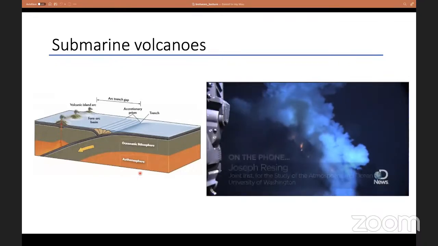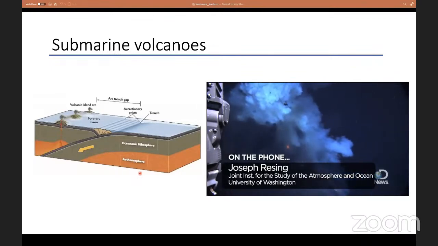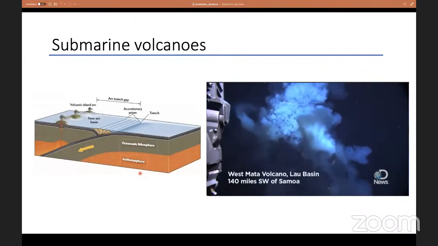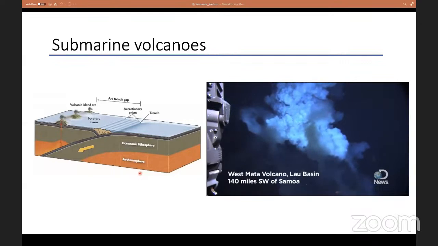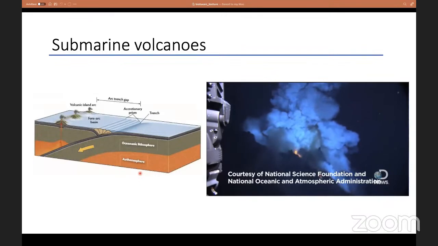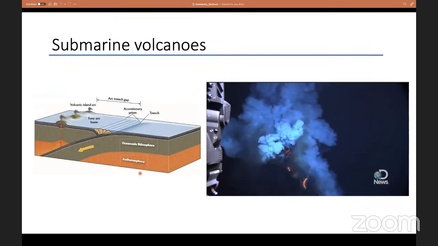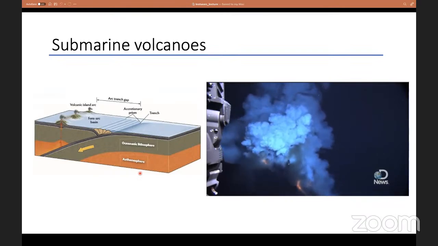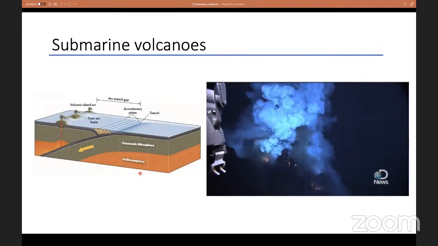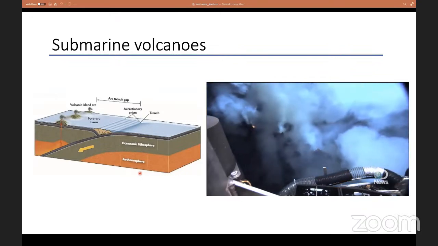Hi, my name is Joe Reising. I'm at the Joint Institute for the Study of the Atmosphere and the Ocean at the University of Washington. I was the chief scientist on this expedition, so I led the cruise and the trip to the West Mata eruption. The video that you'll be looking at is large magma bubbles. They're about 3 feet across, and the bubbles are molten rock that are expanded under the pressure, the gas pressure of magmatic gas. And the magmatic gas, we presume, is mostly water. And when the water is under the magma, then magmatic temperature is thousands of degrees. And when it's suddenly cooled by coming in contact with seawater, the bubble bursts.